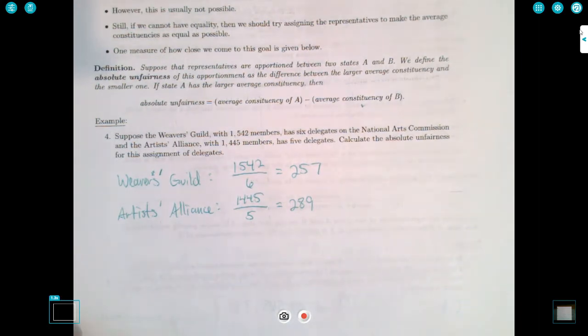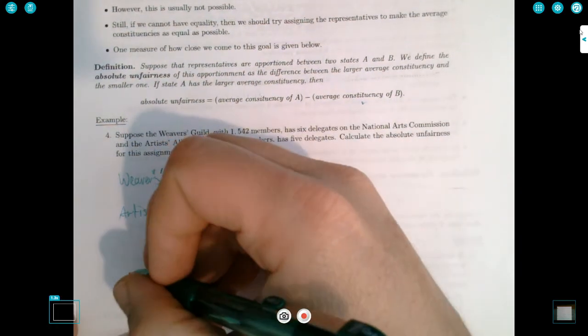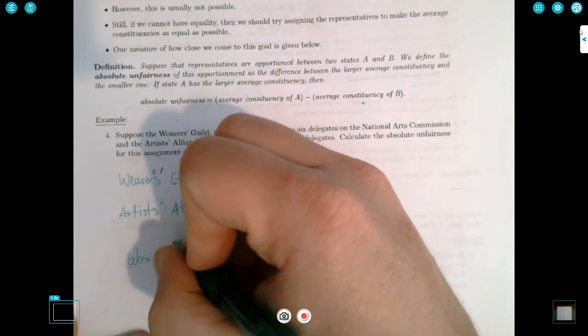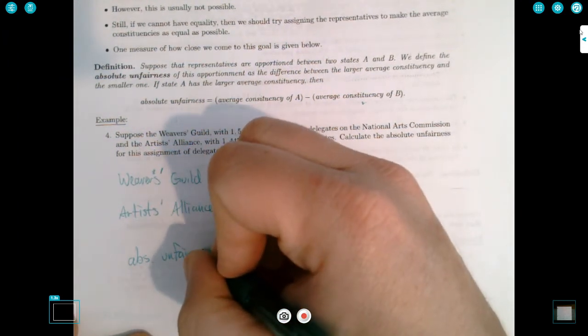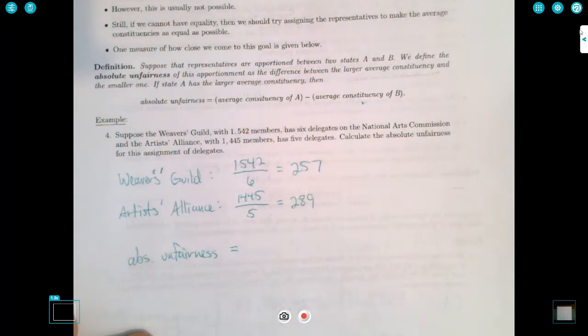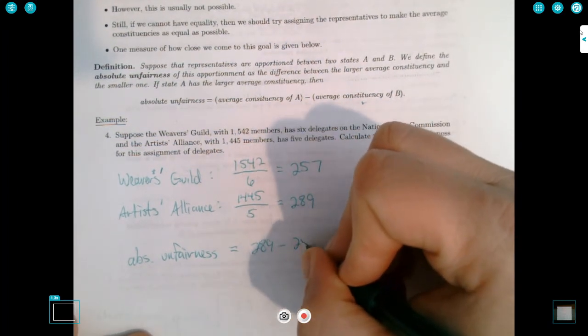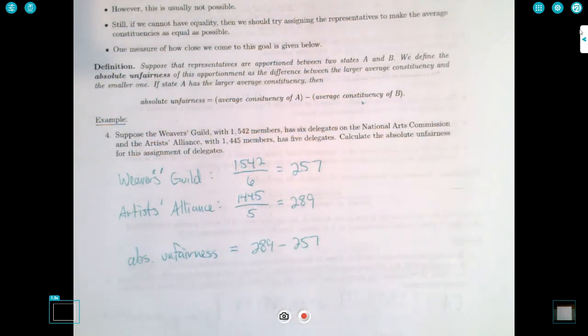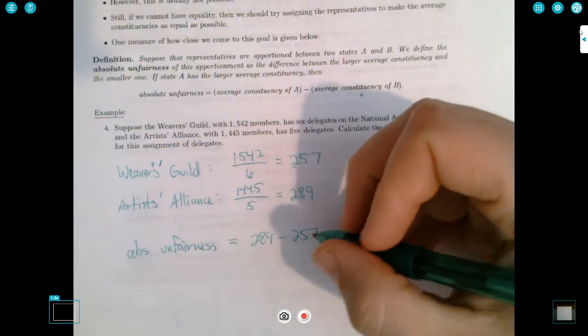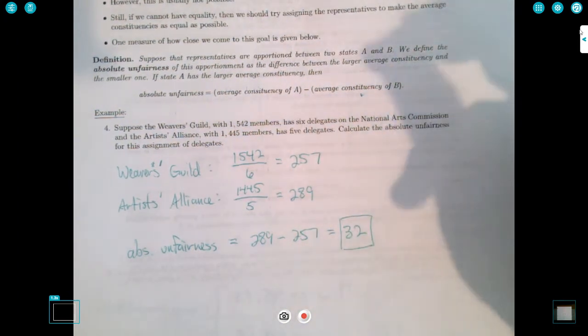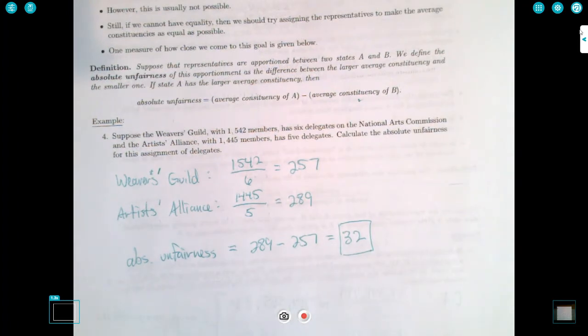Okay. So finally, the absolute unfairness is going to be 289 minus 257. So 289 minus 257 is 32. Okay, so there's the absolute unfairness.